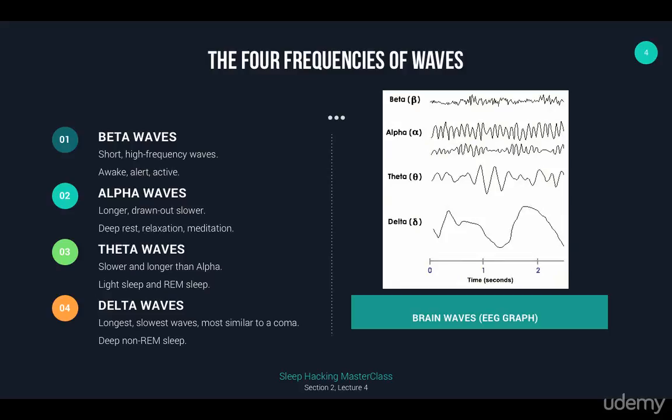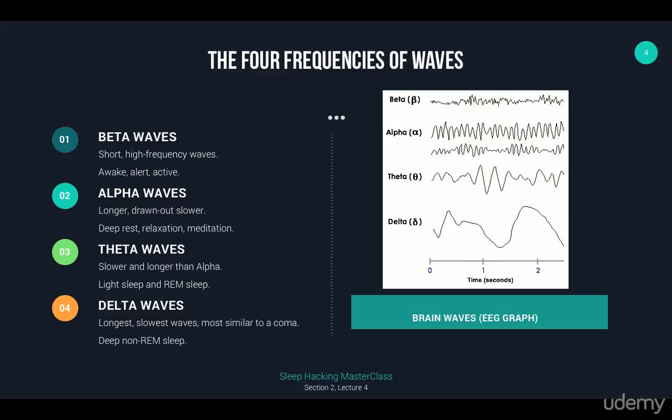I want you to know that it's not possible to go from beta straight to delta. We have to go through these four frequencies of waves. To fall asleep, we need to go from beta into alpha and then into theta. When we go to alpha, that's something we can consciously control, and that's the preparation for sleep, where we start to feel drowsy. We all know that feeling. That moves us into theta, the next frequency, which is much slower and longer than alpha. By this point, we're already asleep.